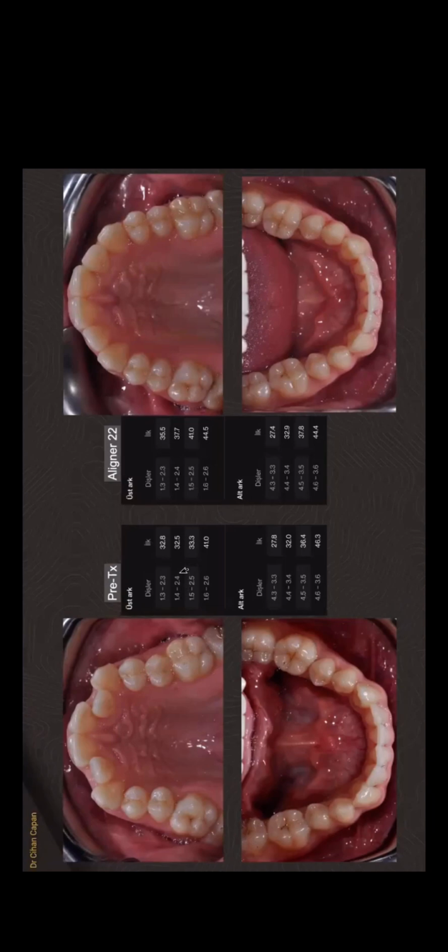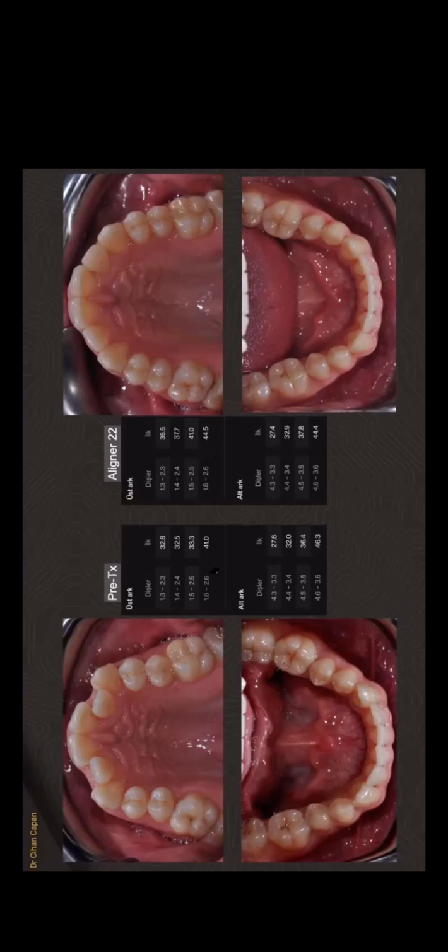And look at the premolar, it's 32.5 to 37.7. The most narrow part was on the 5s, it was 33.3 to 41, and that makes almost 8 millimeters. And remember, more than 3 millimeters was considered an advanced case for Invisalign charts.